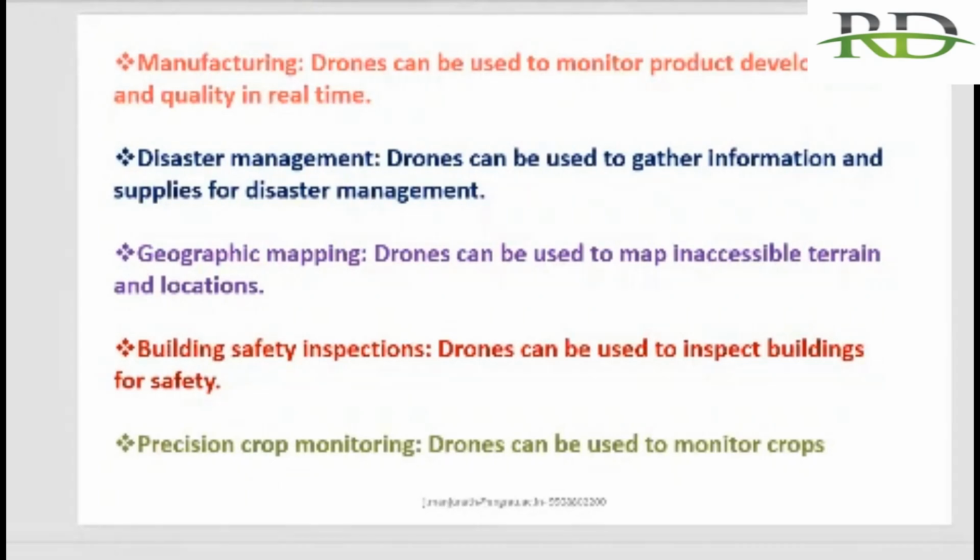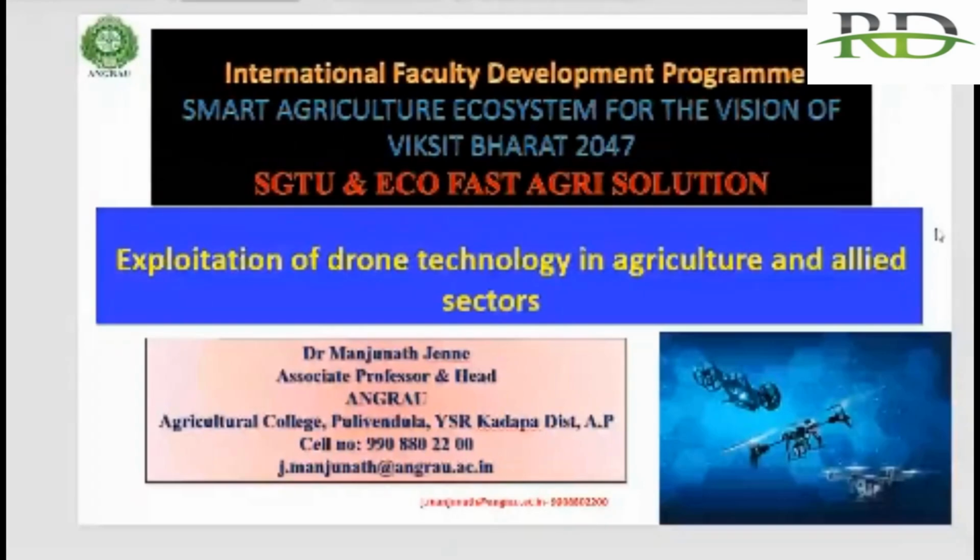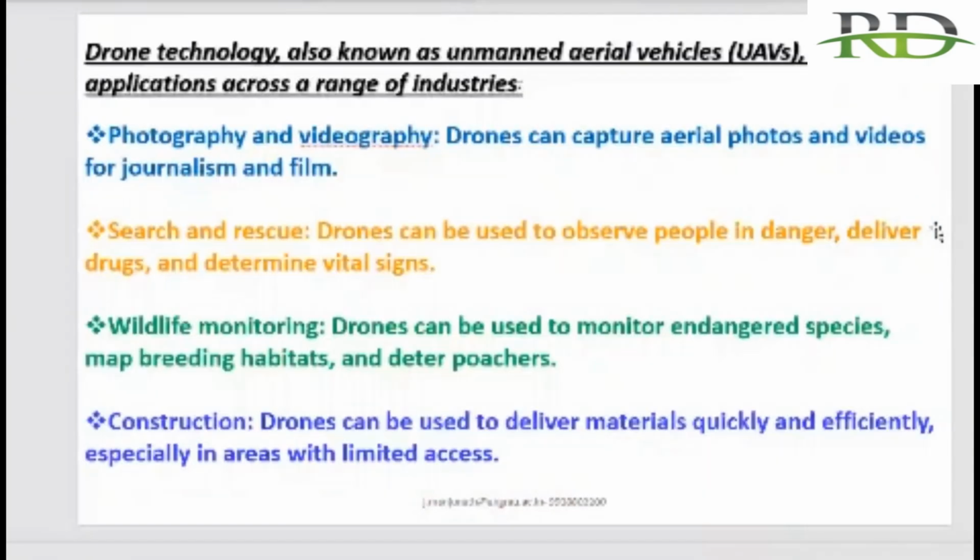Just two days back, our drones were used for the rescue team in Guntur and Kurnool districts, and this is very great work we have done. Geographic mapping can also be done: mapping of exact location and terrain, geo-mapping, may be done by drone application using photography and filming. Also building safety inspections: when constructing buildings, safety measures and inspection can be done by drone. And finally, precision crop monitoring. This is the main agriculture sector where we are using drone technology.